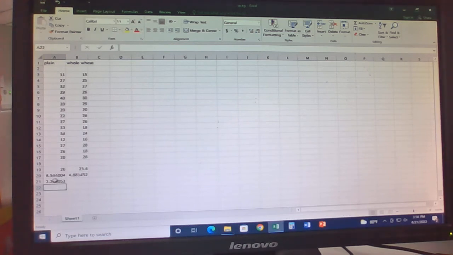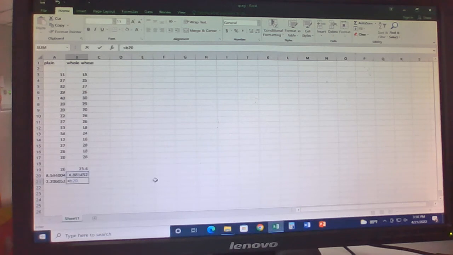So in order to put plus or minus 2 standard error of the mean, I would do 4.42, add it to my 26, or subtract 4.42 from my 26 to find the top and the bottom of my standard error bars.